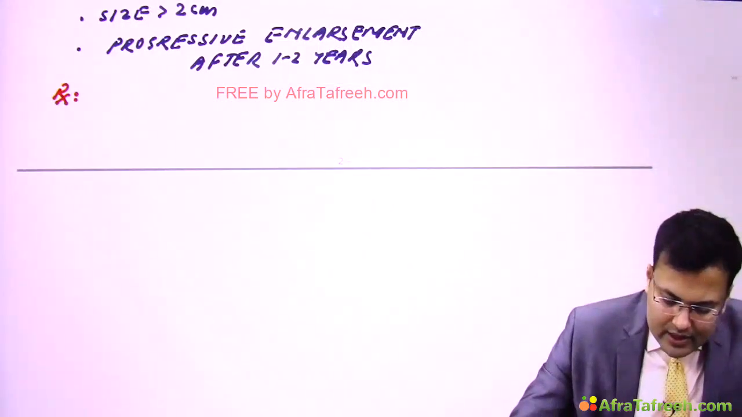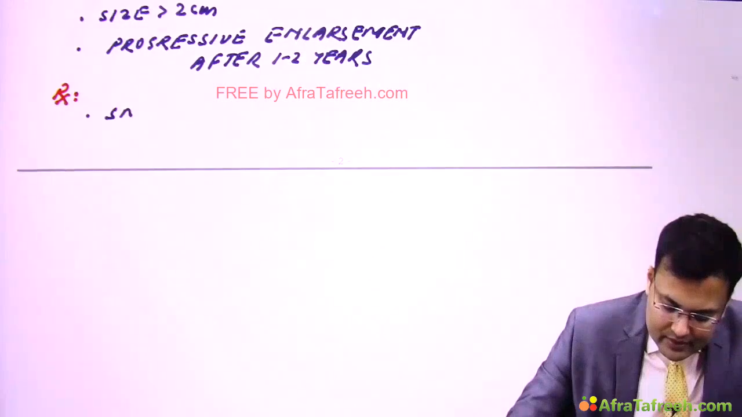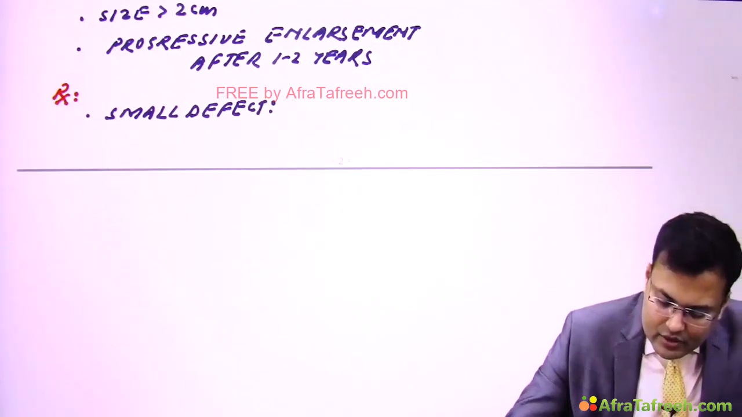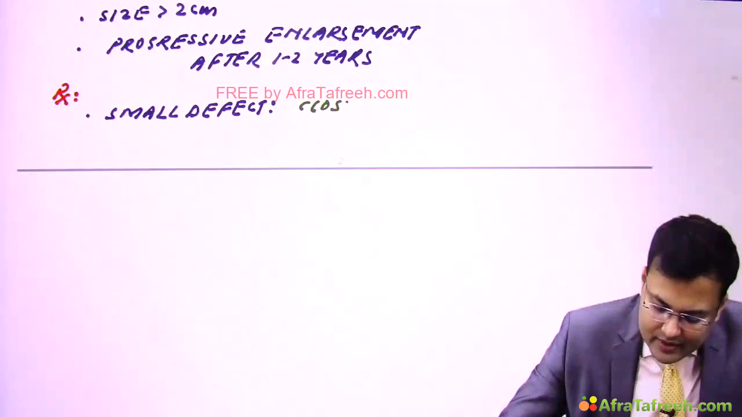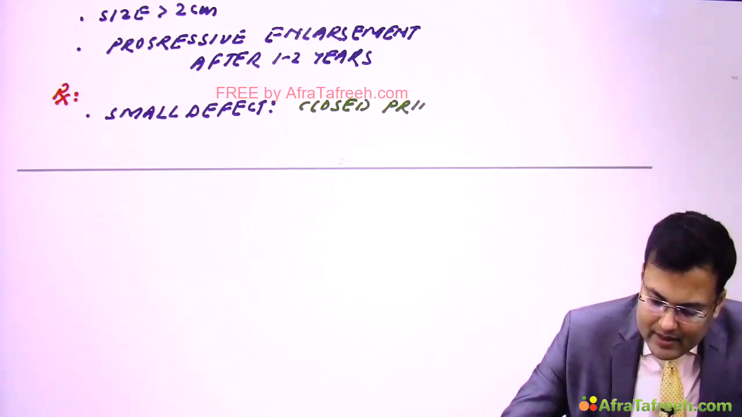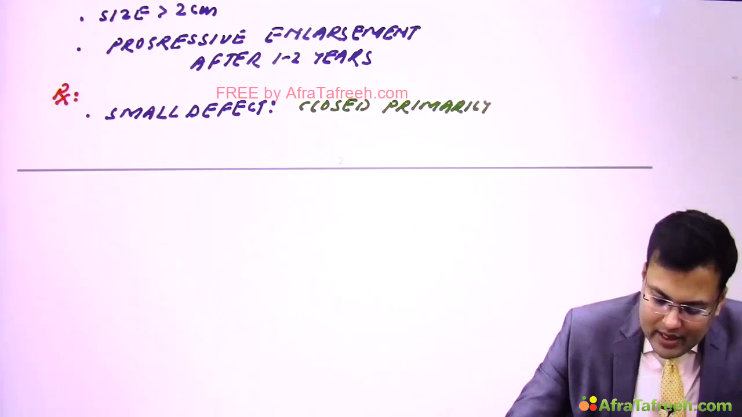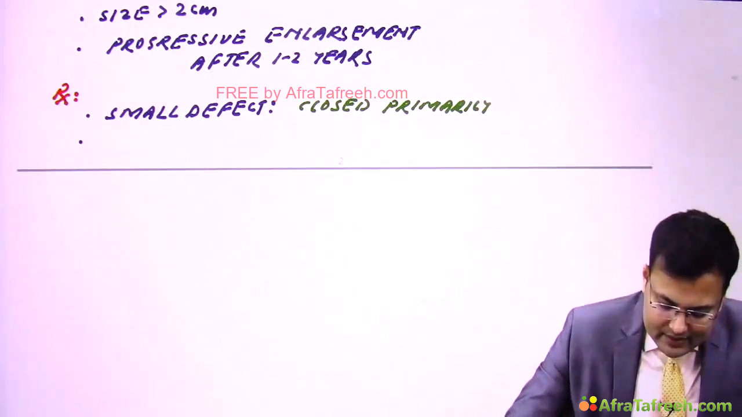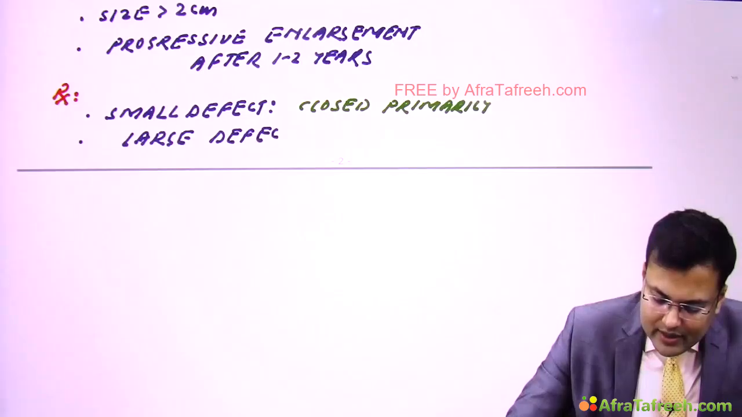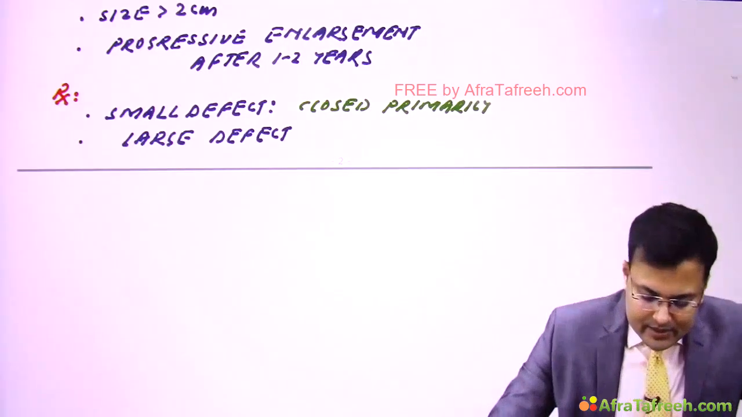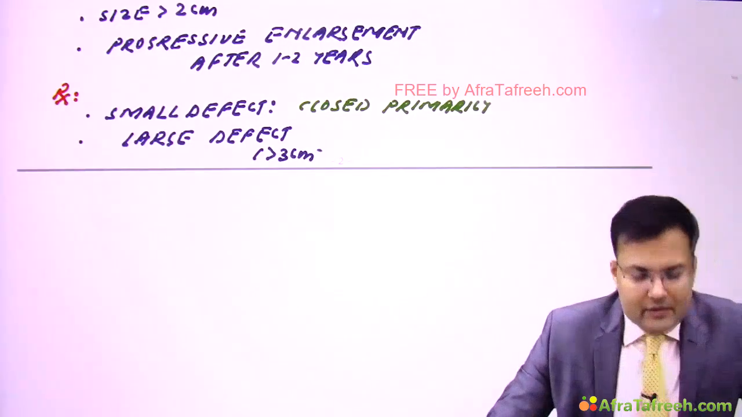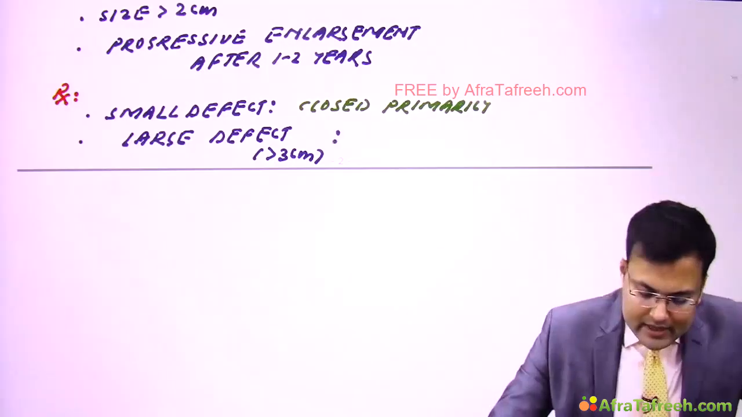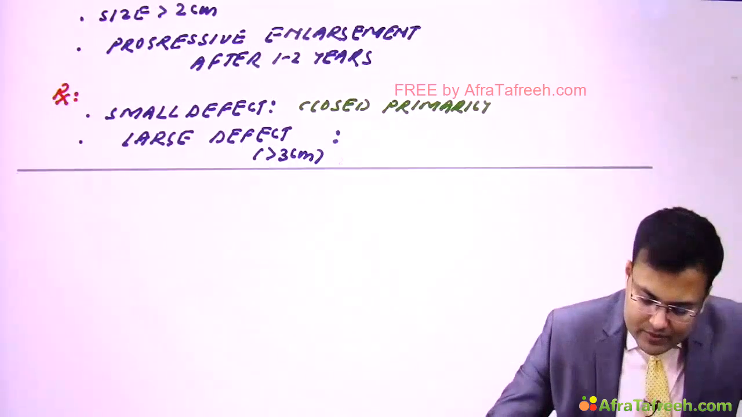So how do we treat umbilical hernia? Treatment. In cases of small defect, it is closed primarily. And whenever there is large defect, you have to remember the size. Here, what is the size? More than 3 centimeter. So generally, the size of defect is 4 centimeter or more. And in these cases, we have to use the prosthetic mesh.